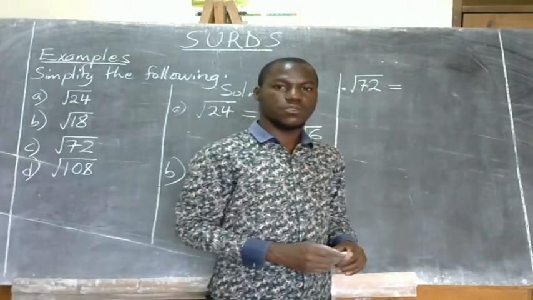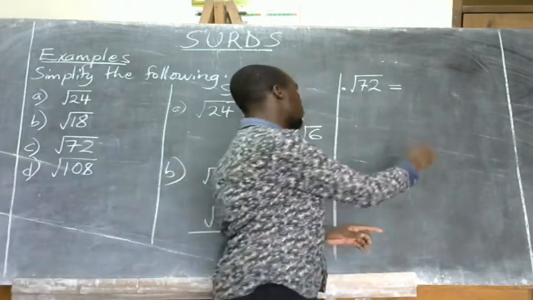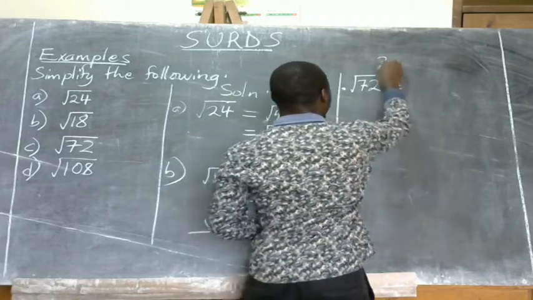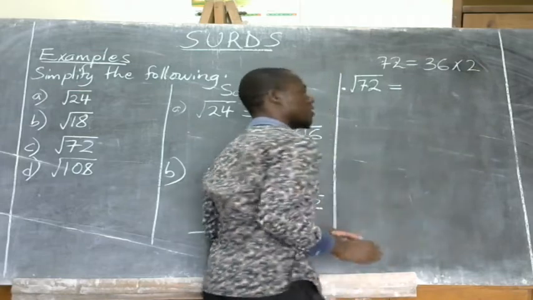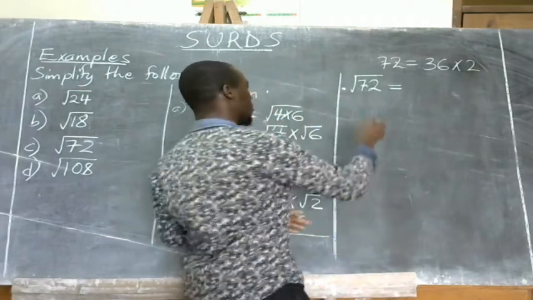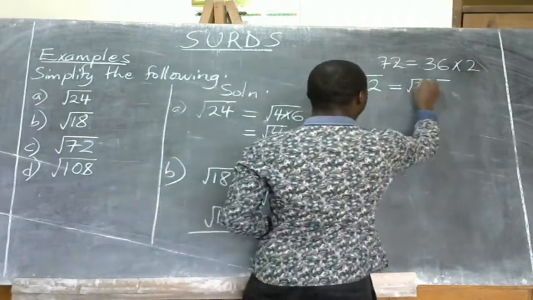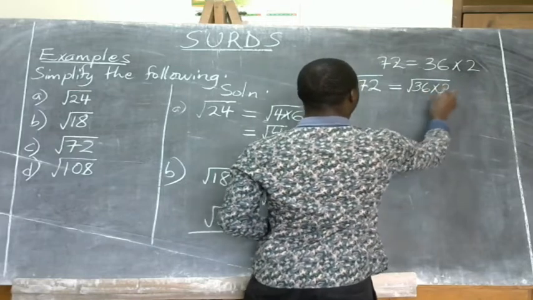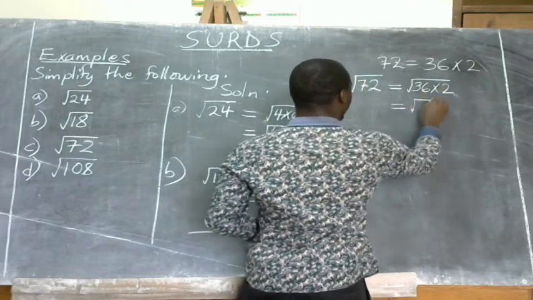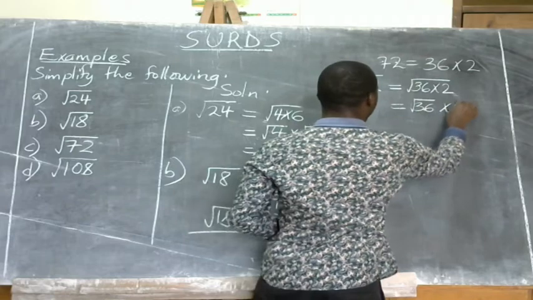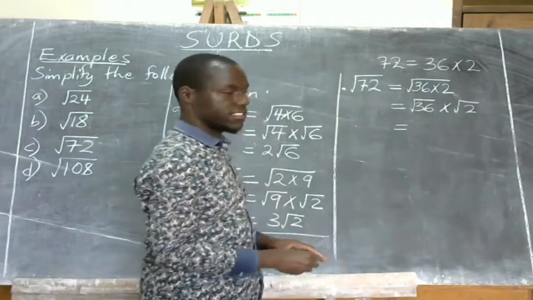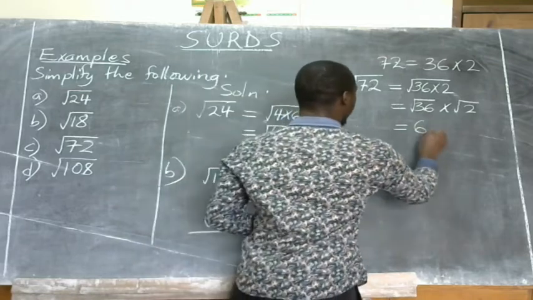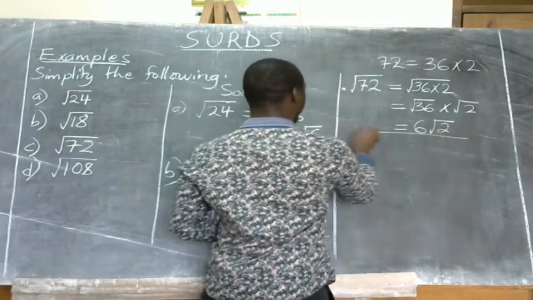But C, root of 72, we can have 72 as 36 times 2. And that is what I'm going to substitute here. This is 36 times 2. Then root of 36, then times root of 2. So root of 36 is 6, then root of 2.